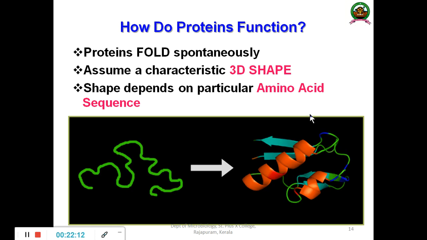Then how does the protein function? The protein functions due to spontaneous folding, and the folding assumes particular three-dimensional features, three-dimensional folds, and each fold produces a typical function. From a linear chain, you can see a fully folded functional protein.